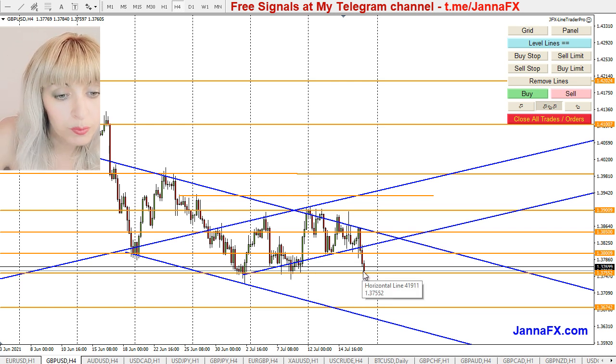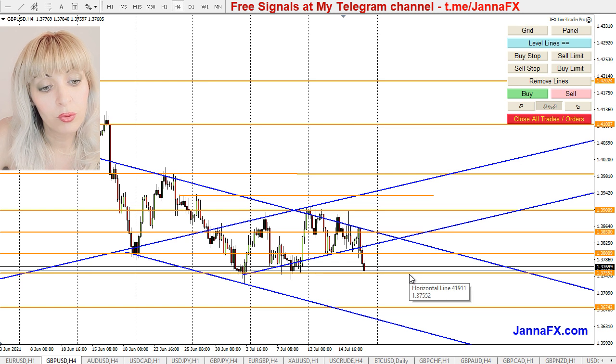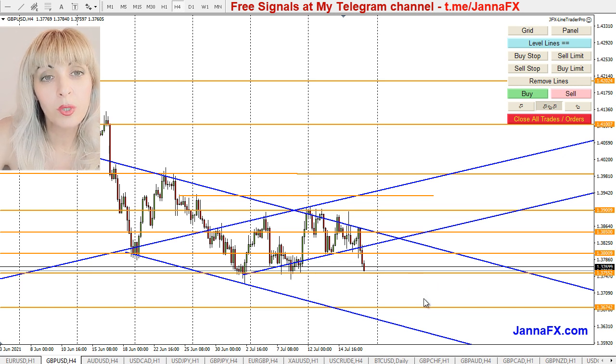So technically, if it jumps from here, I would expect it to still stay inside this. Maybe it will jump to 138.50 again, and then from there start to come down and continue the way down because of this still negativity with the COVID.